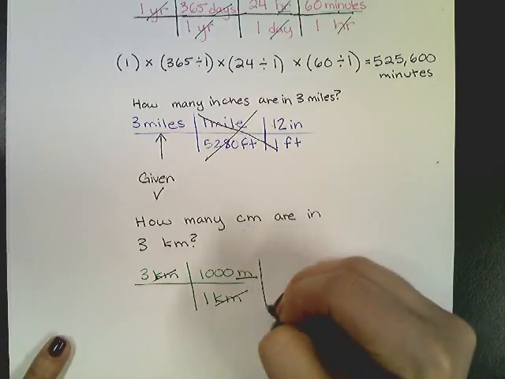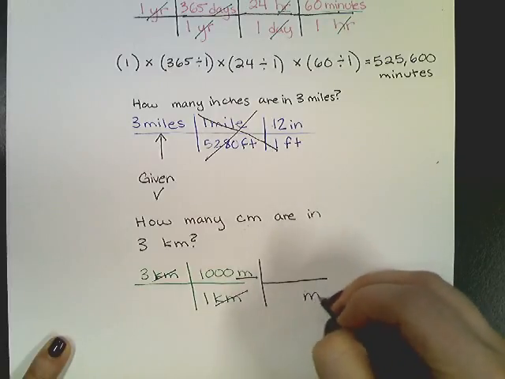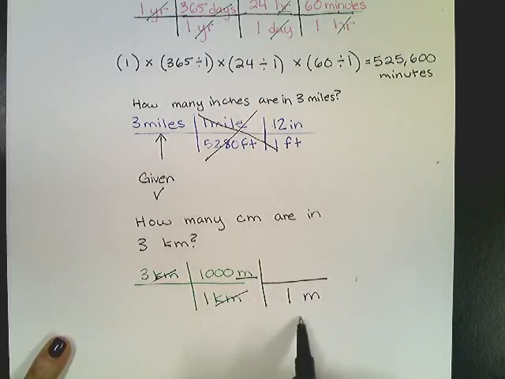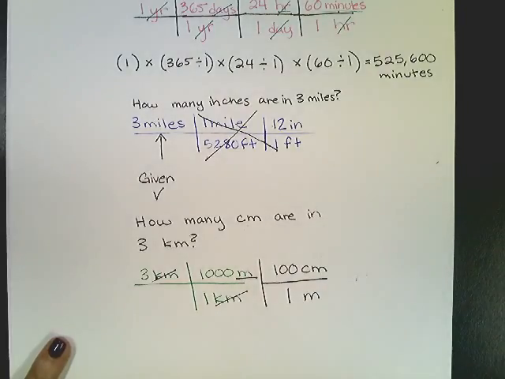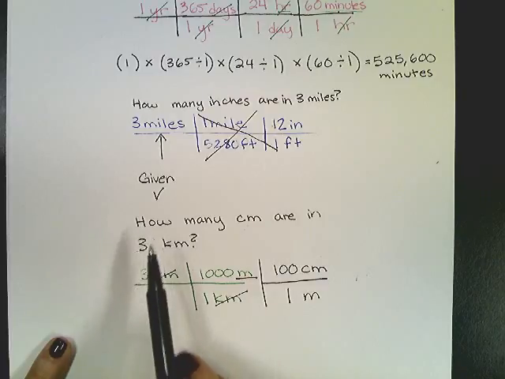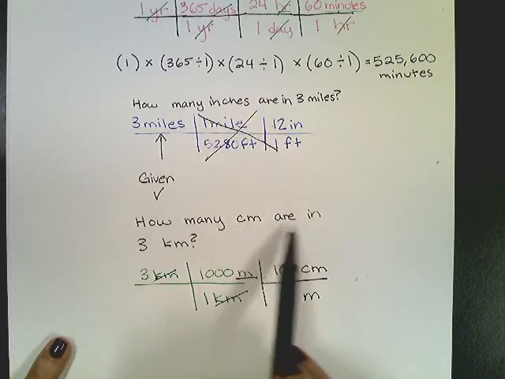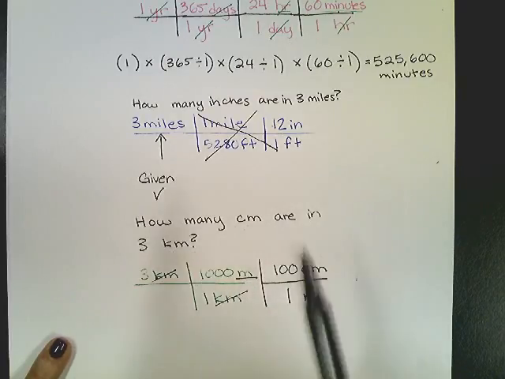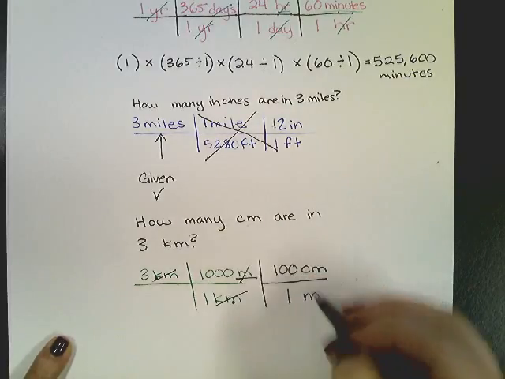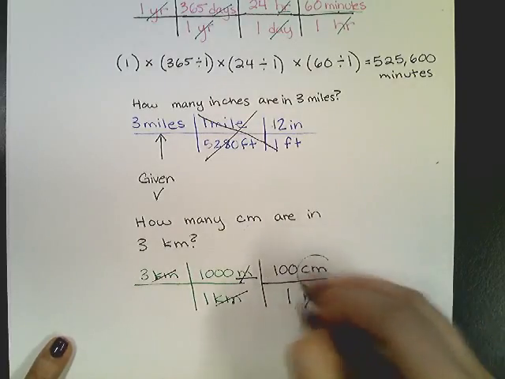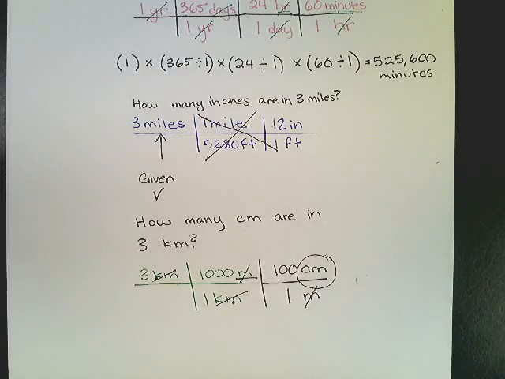That means I need to cancel out meters, and I know that 1 meter has 100 centimeters. This would be the correct setup for the question answering how many centimeters are in 3 kilometers. Because now kilometers cancel, meters cancel, and I'm left with my unknown.